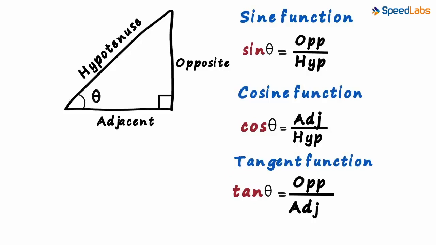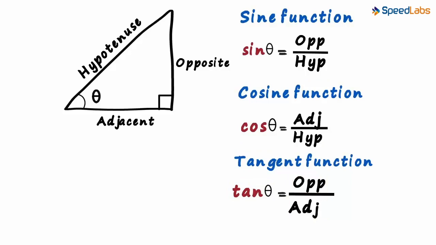So let us review what we just did. Sine theta is opposite by hypotenuse. Cos theta is adjacent by hypotenuse. And tan theta is opposite by adjacent. Let's play with these formulae.